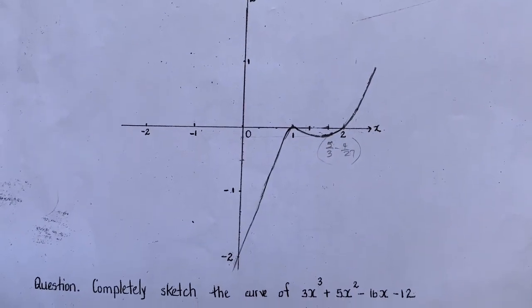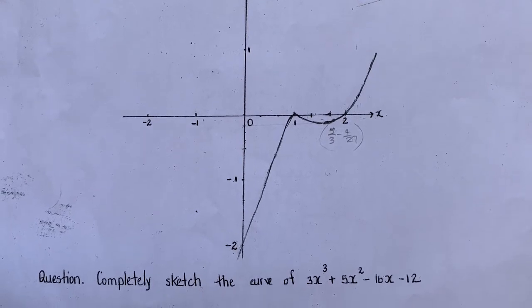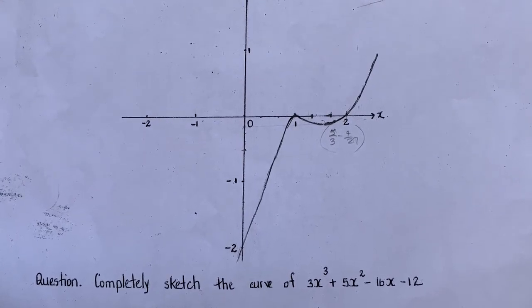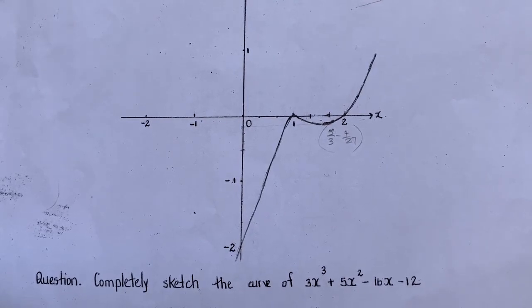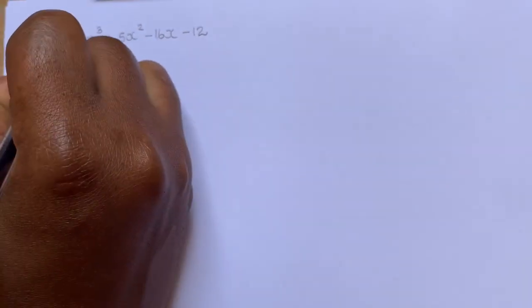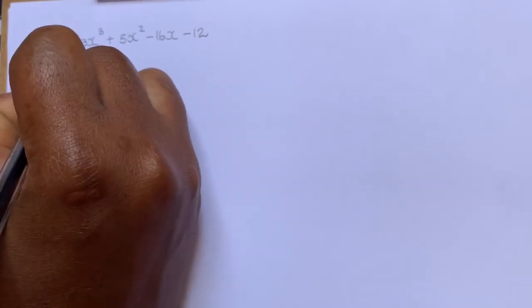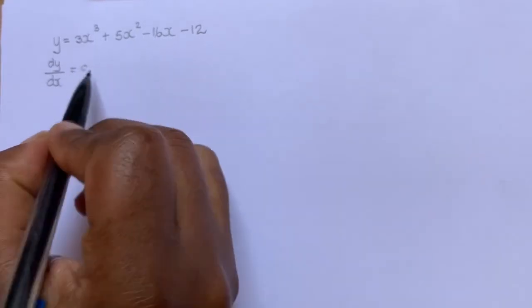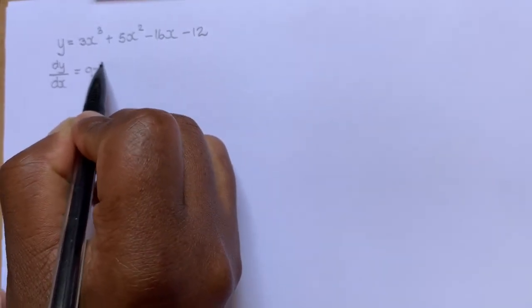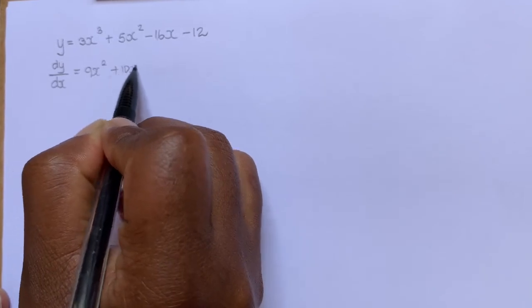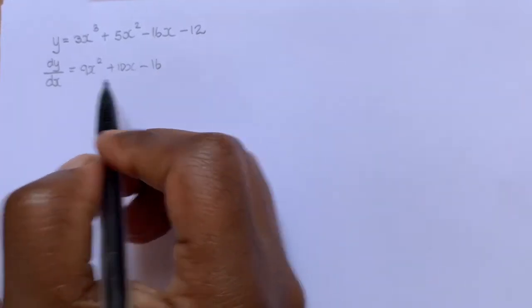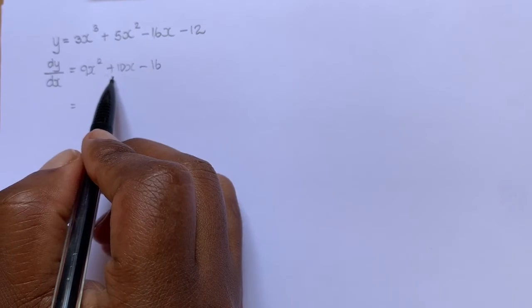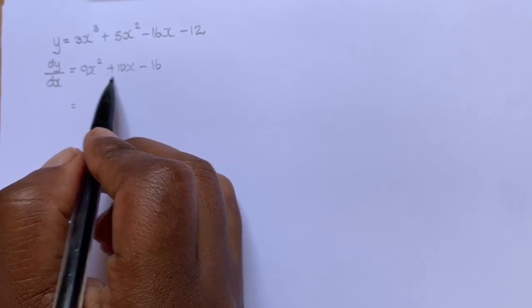Now for a question that we're going to do together, we're going to sketch the complete curve of y equals 3x cubed plus 5x squared minus 16x minus 12. First we need the derivative dy/dx, which will be 9x squared plus 10x minus 16. We'll equate it to 0 and find values that will give us a positive 10.